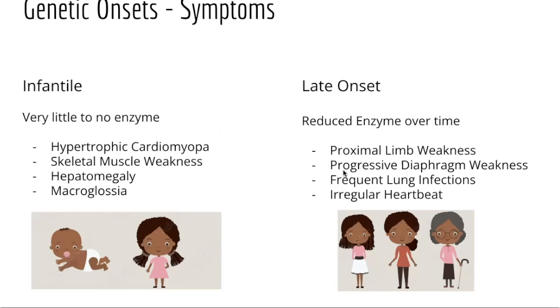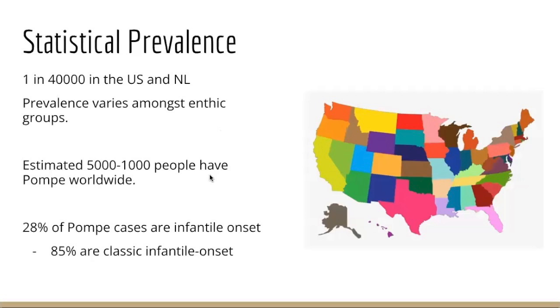We will now take a look at some statistics on Pompe disease. Pompe disease affects 1 in 40,000 persons in the US and the Netherlands. The prevalence of this disease varies due to ethnicity, and many experts estimate that 5,000 to 10,000 persons have the disease worldwide, but since it is so rare, the diagnostic process is a challenge for many doctors. Over to you, Rihanna.